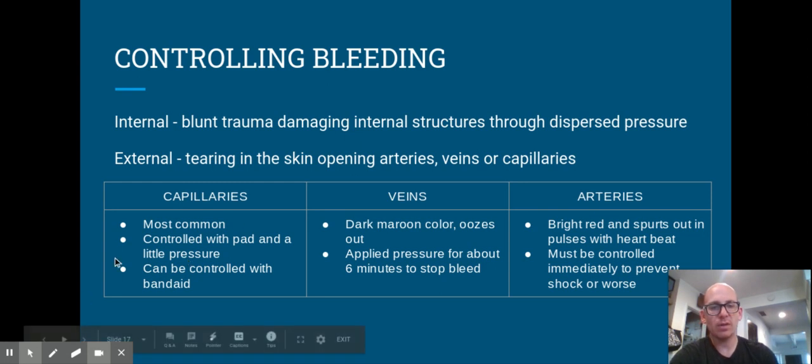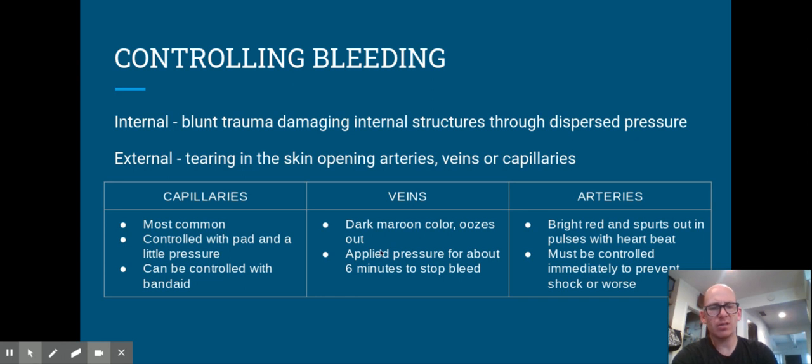If we have a venous bleed, that's a little deeper, what's going to characterize that is the color of the blood and how it behaves coming out. The blood in your veins is darker in color. It's more maroon because it doesn't have oxygen in it. When oxygen combines with the hemoglobin, it produces this red color. So it's dark maroon. It oozes out. It won't be a fast bleed, but it will be continuous oozing of blood. It usually takes about 6 minutes of applied pressure to stop a venous bleed.